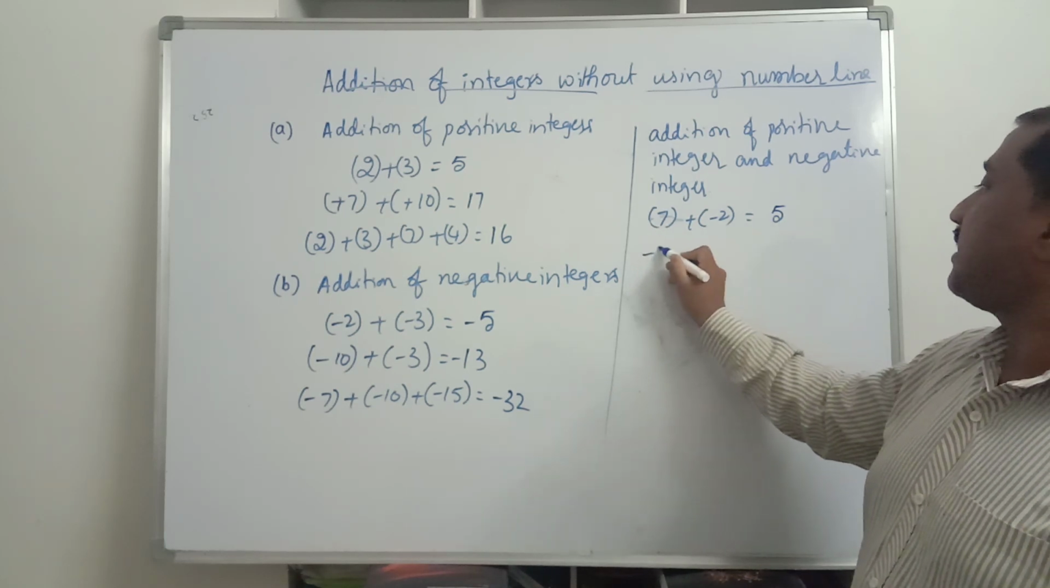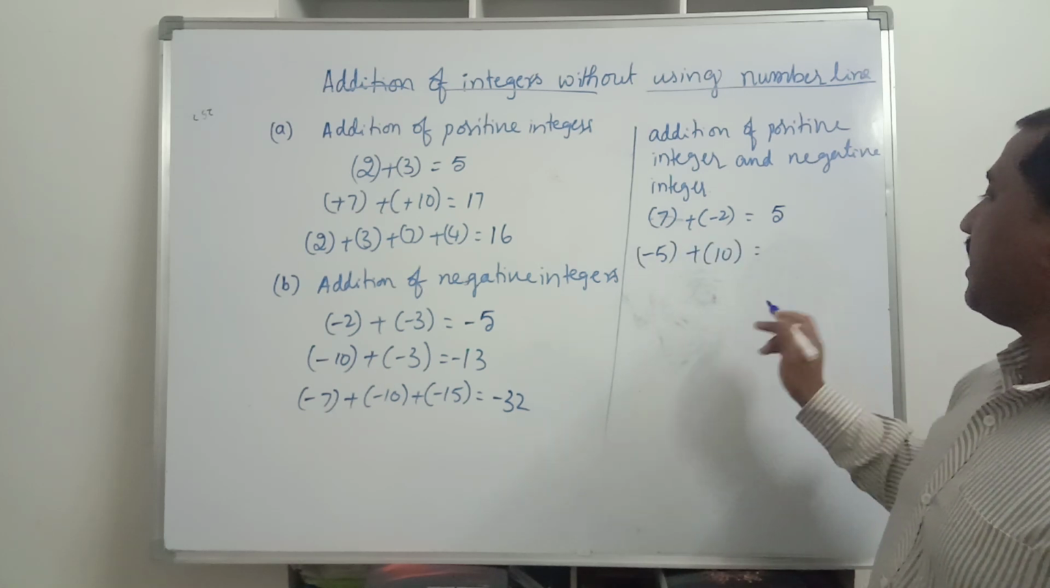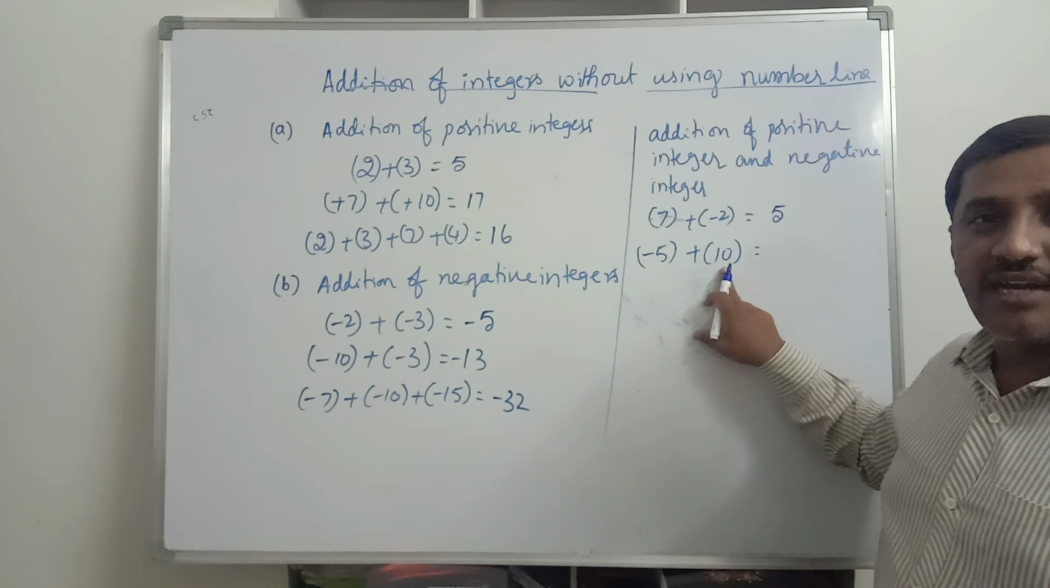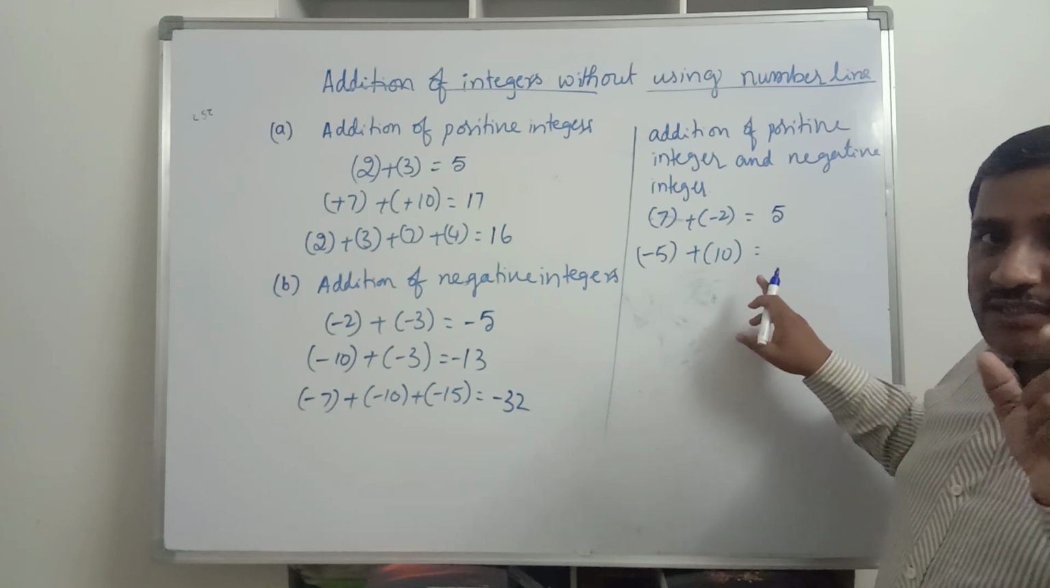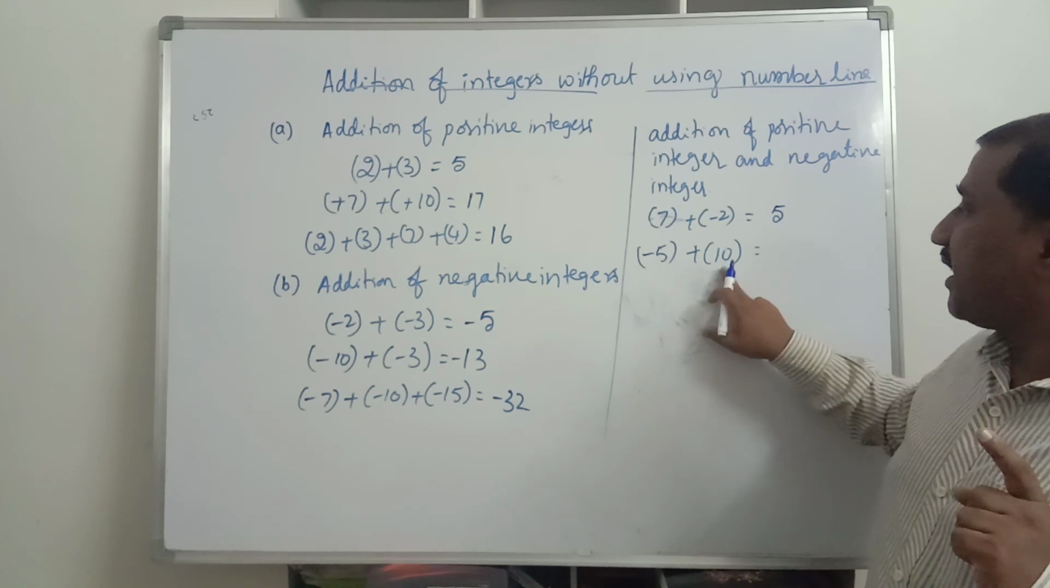Similarly, minus 5 plus 10. Again, a negative integer and a positive integer. Subtract the smaller number from the bigger number. As the smaller number is 5, the bigger number is 10.